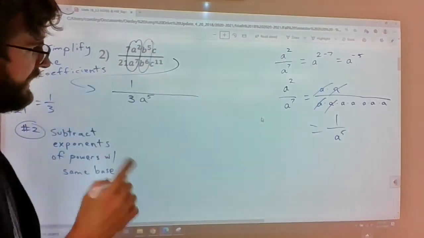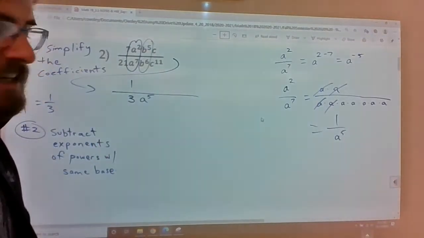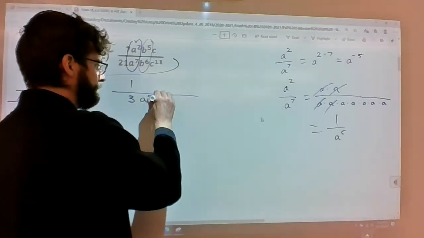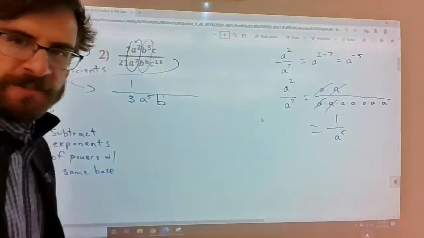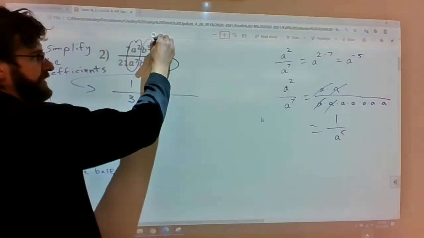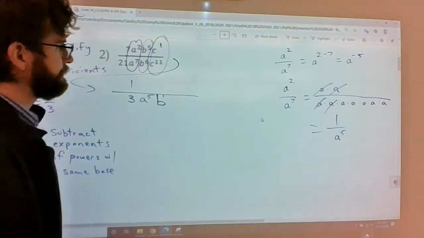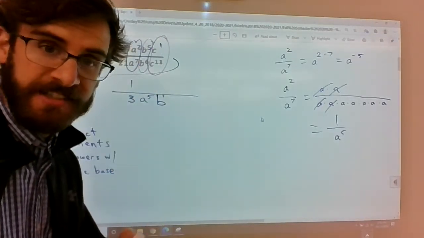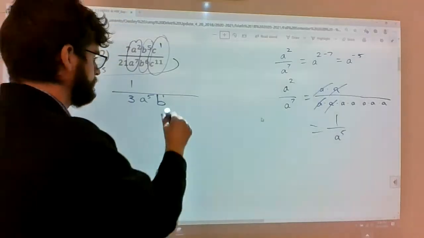So then b to the 5 over b to the 6, subtract the 2, the difference is 1, the bigger one's on the bottom, so it stays on the bottom with a positive exponent. All right, c to the 1 on top, 1 minus 11 is negative 10, or think about it as it's going to be c to the 10 on the bottom.